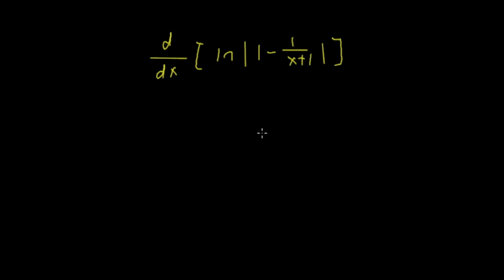So how do we do this? Because you can see that this is like a function inside another function, the natural log, ln. So we can use the chain rule. To do that, I will first let k equal to this function here, like that. And of course, 1 over x plus 1 is the same as x plus 1 all to the power of minus 1. So I can write this.